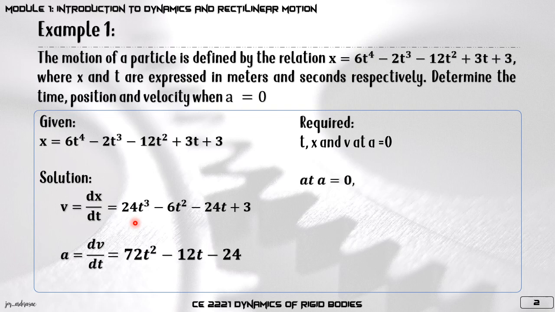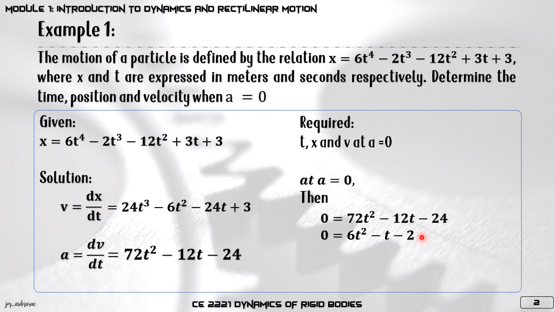Since we want to solve for our values at an acceleration equal to 0, we start off first with the equation of acceleration. So we equate this to 0. We can simplify the given equation by dividing it by 12. So we'll have a simplified form of 6t^2 - t - 2 = 0.